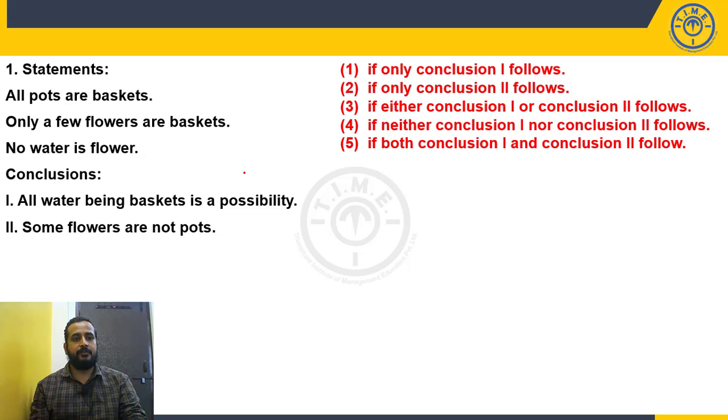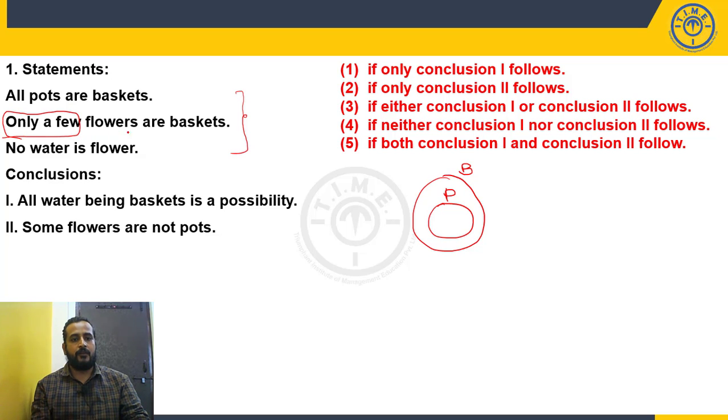Now, what are the statements given? For always and always, first you need to draw the basic diagram for the given statements in deductions. All pots are baskets. I am taking the first letters. After that, only a few. This keyword is very, very important.